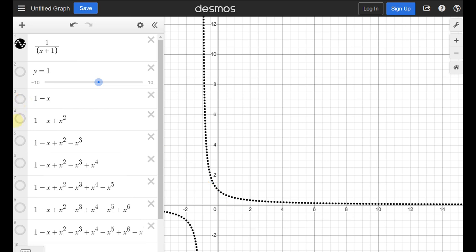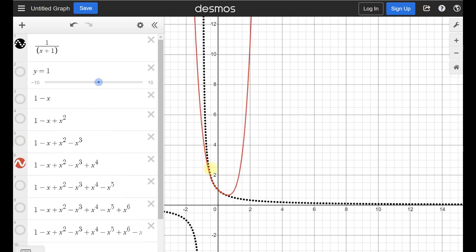For instance, if I have our now p sub 2, 1 minus x plus x squared, now you can see how for a small period of time, this function is approximating 1 over x plus 1. And if I continue on, here's p sub 3 that we found. We already found this one. And now if I continue on, I can see the pattern pretty clearly at this point.